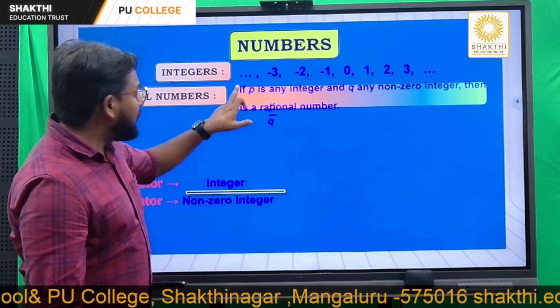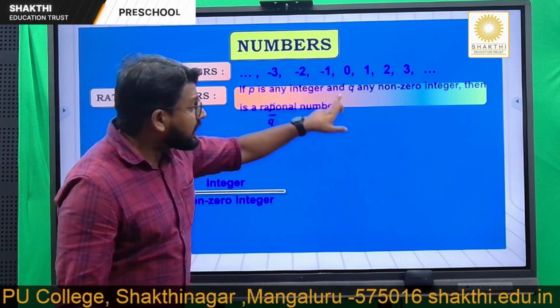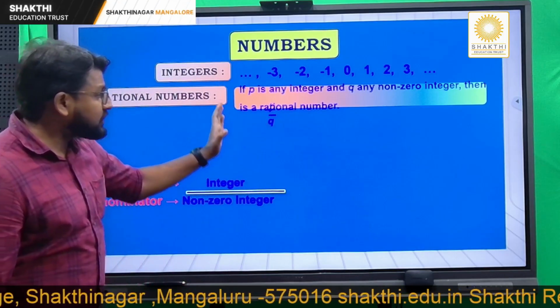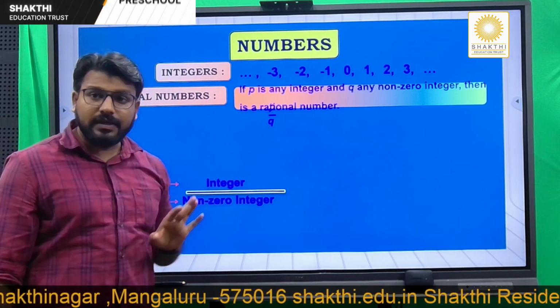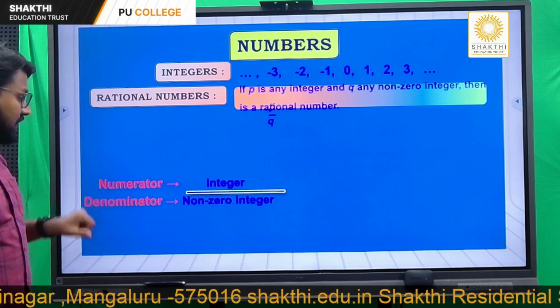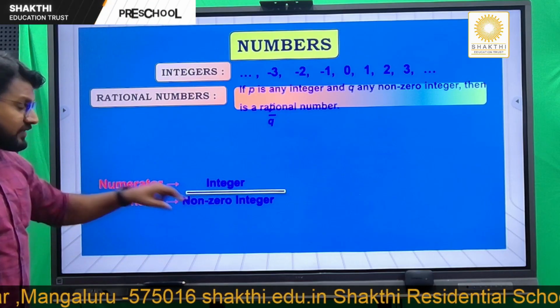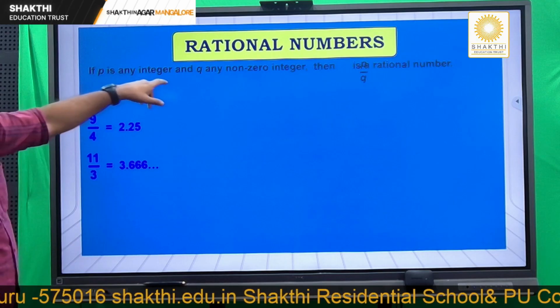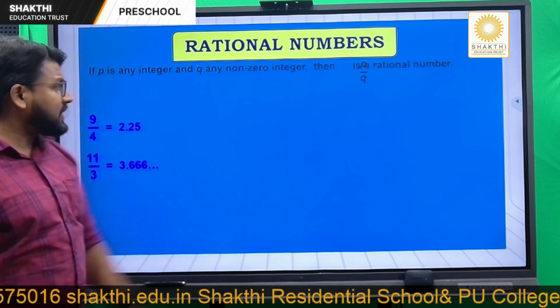And we have an exact definition for that, which says that if p is any integer and q any non-zero integer, then the rational number is defined as p by q, which you can see here. Numerator is an integer and denominator is a non-zero integer. Well, if p is any integer and q is any non-zero integer, then p by q is a rational number. Just now we saw that.